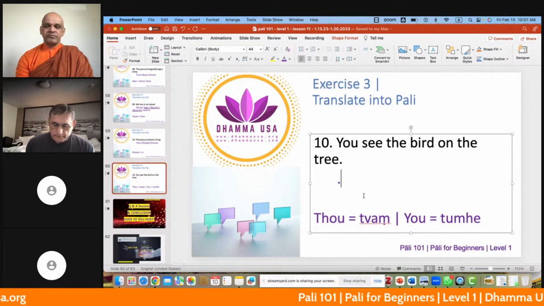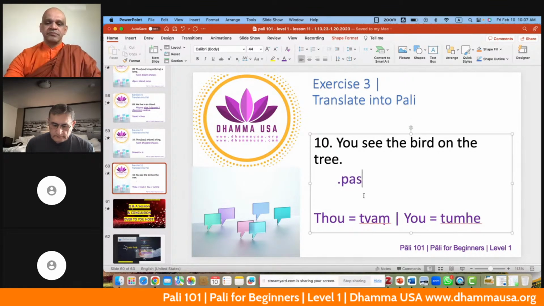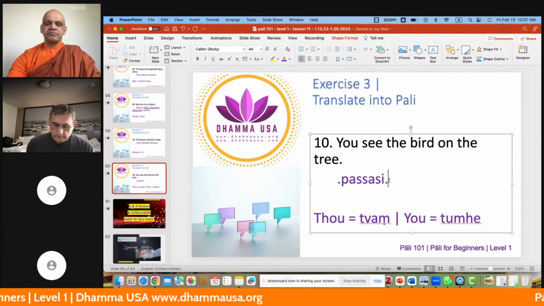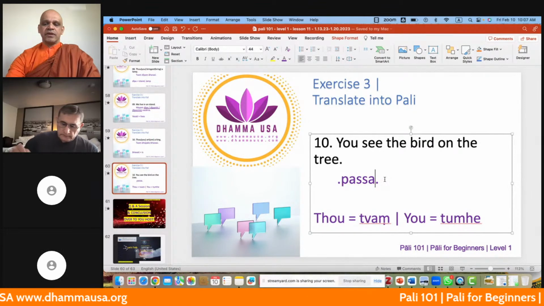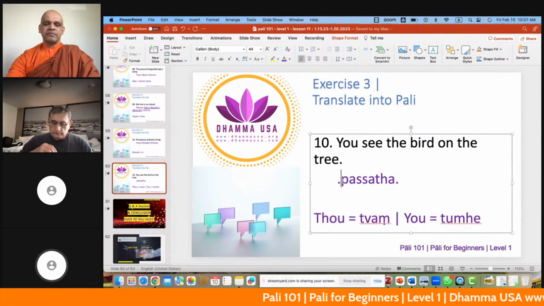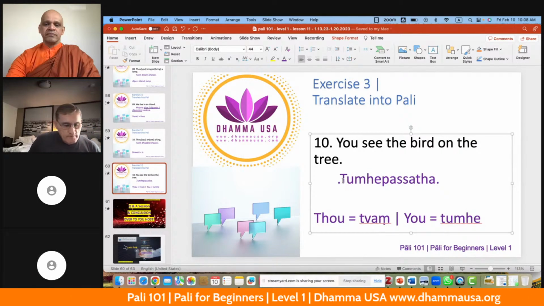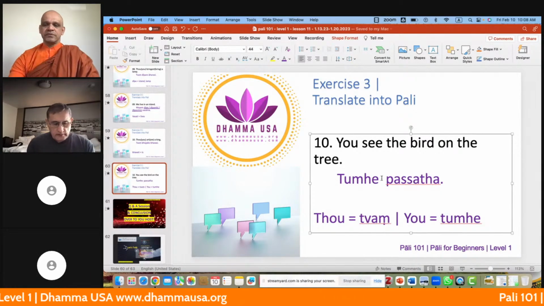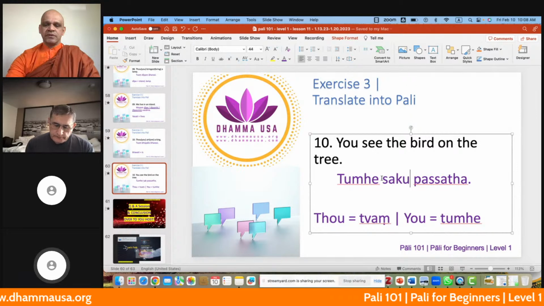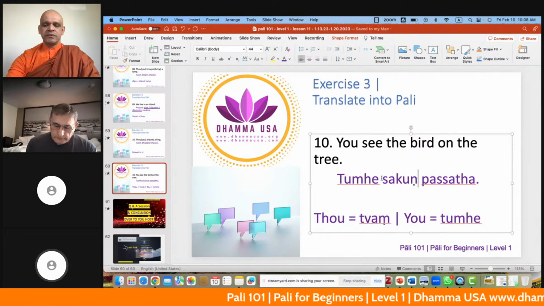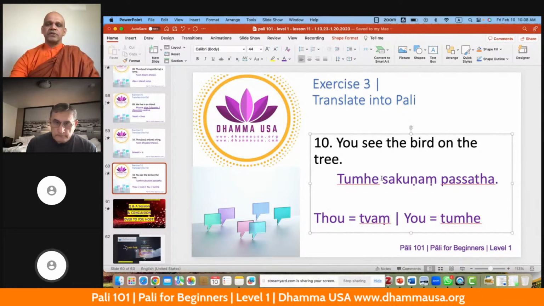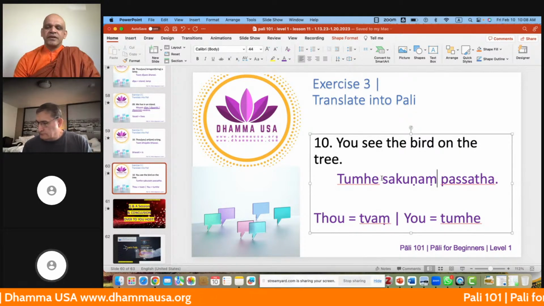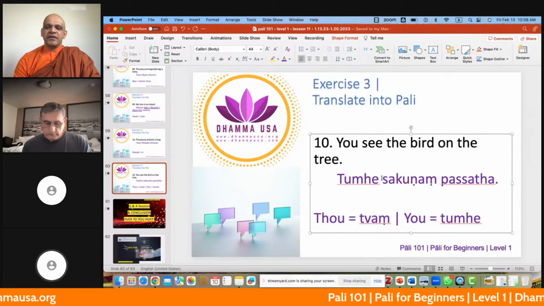You see the bird on the tree. See is the verb: passasi, majjhima purisa ekavachana, or passatha, majjhima purisa bahuvachana. You is the subject: twang or tumhe, pathama purisa ekavachana or bahuvachana. The bird, dutiya vibhakti ekavachana, sakunang. On the tree, sattami vibhakti ekavachana, rukke, rukkamhi, rukkasmin. The whole sentence is: twang rukke sakunang passasi, or tumhe rukke sakunang passatha.